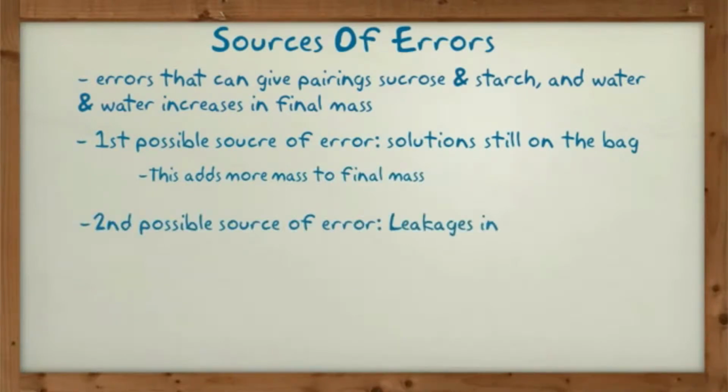The second possible source of error is leakage. Not tying the bag tight enough allows for leaks. An increasing mass when there should be no net movement can be due to solution leaking into the bag.